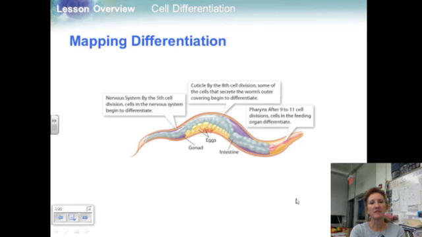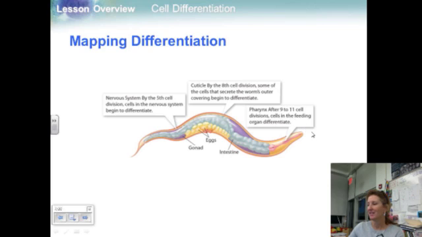In some organisms, a cell's role is determined at a specific point in development. They determine their role at different times. In the worm here, for example, daughter cells from each cell division follow a specific path toward a role as a particular kind of cell. You can look here: the nervous system is developed by the 5th cell division, the cuticle is developed by the 8th cell division, and the pharynx is developed after 9 to 11 cell divisions.